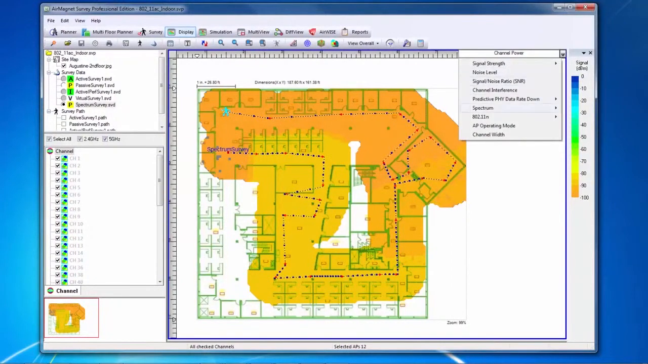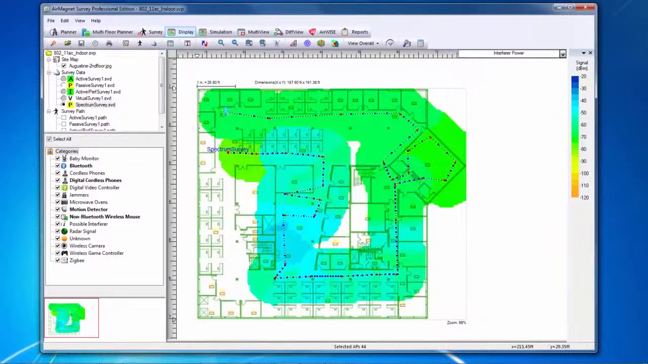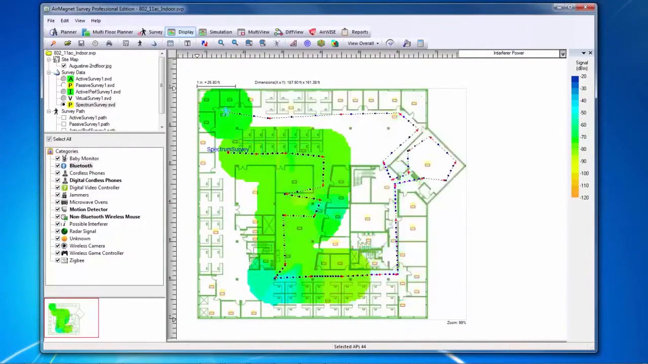The interferer power heat map shows specific interferers that the Spectrum XT device heard. On the left-hand side, I can see a list of potential interfering devices. Categories that are in bold were heard by the Spectrum XT card during my site survey. I can select one of these devices to see heat maps specific to that interfering device.